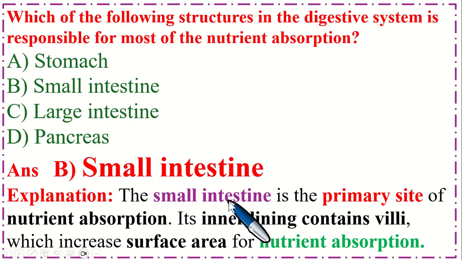The small intestine is the primary site of nutrient absorption. Its inner lining contains villi, which increase surface area for nutrient absorption.